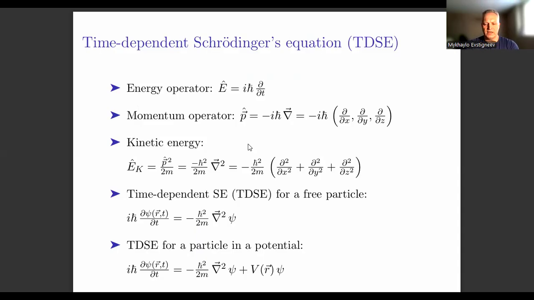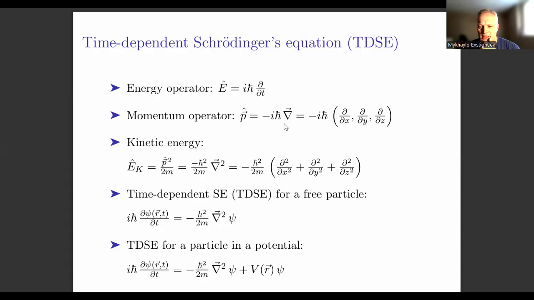We realized that the energy is represented by an operator, which is the partial time derivative multiplied with the imaginary unit i and reduced Planck's constant h bar. Momentum is represented by an operator, which is the gradient operator, nabla, a vector operator whose all three components are the partial derivatives with respect to the three Cartesian coordinates, d by dx, d by dy, d by dz. And in the momentum operator, the gradient is multiplied with the negative imaginary unit and Planck's constant h bar.